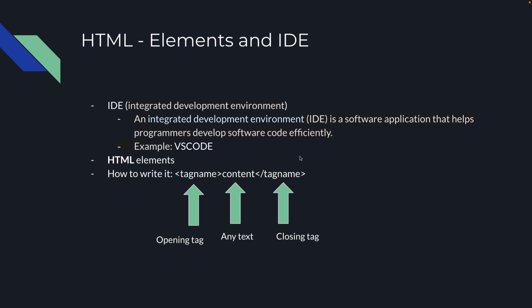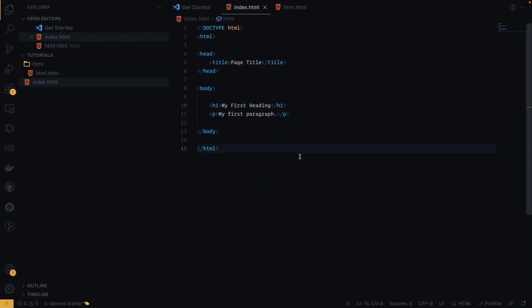So let's say an example. If you go into the code that we had before, you can see we have the H1 tag, like we talked about, with the opening and the closing, using the less than and greater than signs. Then you have the closing one with the slash, and the same thing with the P tag. We'll go into the different tags later.